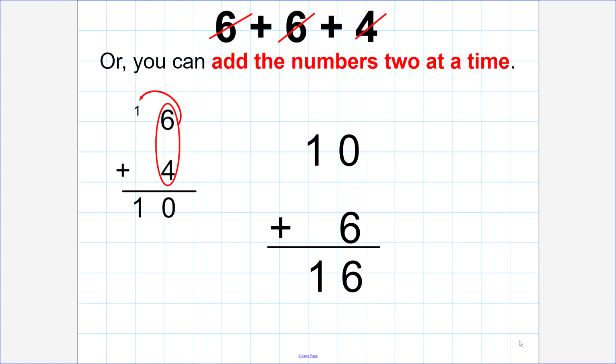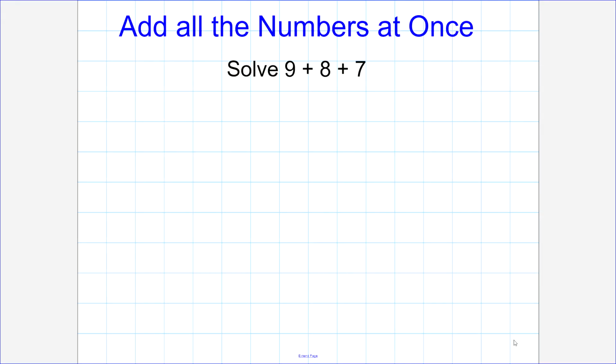You can see that it did not matter if I added this problem all at once or by adding two numbers at a time. My answer was the same. You can use either strategy when you are adding multiple addends. You can add all the numbers at once, or you can choose to add just two at a time. Let's go ahead and take a look at another problem. We'll solve this one together.